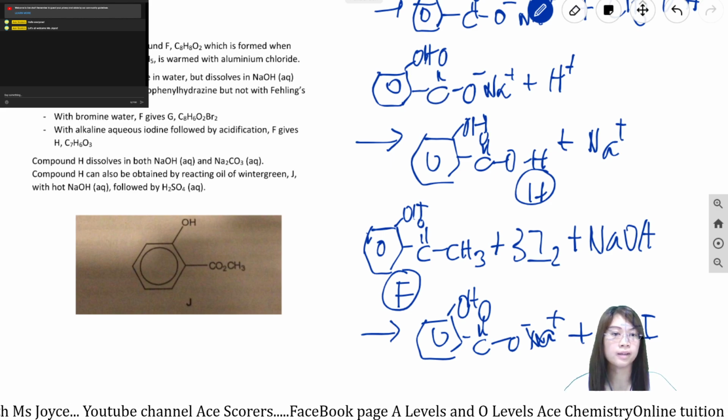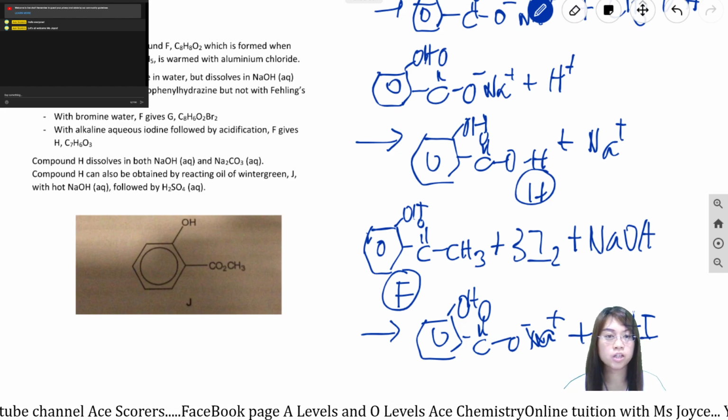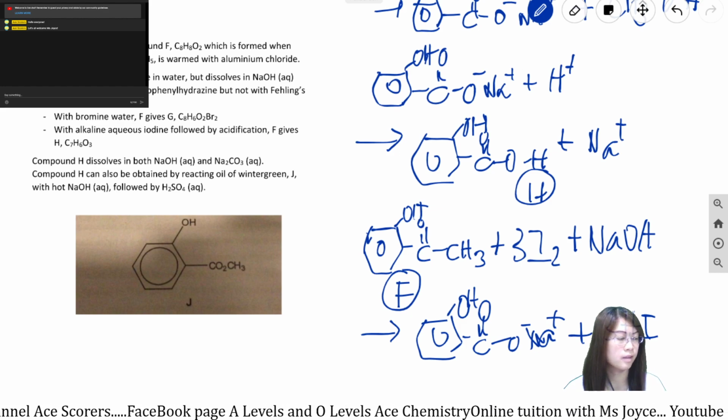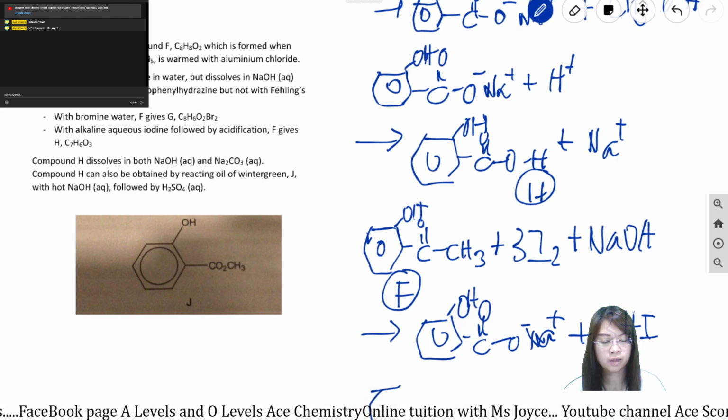All right? And how do we get this? It's because of the acidification of this compound, this structure here. Okay, let me draw it out again.